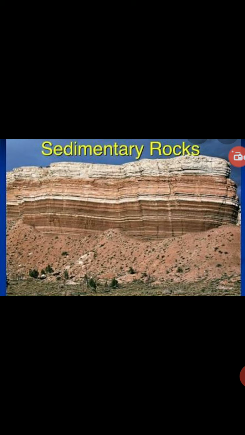Organic origin. These rocks are formed by activity of organisms. Example, fossiliferous limestone. We can see many fossils in limestone in some places. The fossiliferous limestone you can see in Tiruchirappalli in Tamil Nadu state. And the next one is structures.